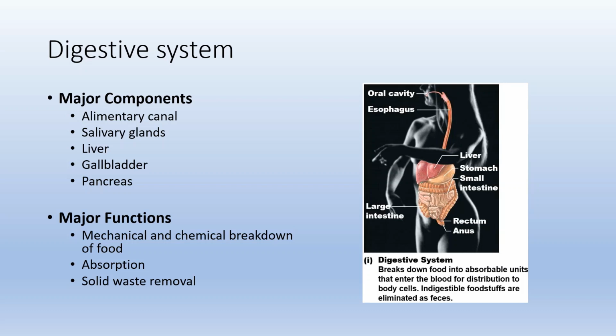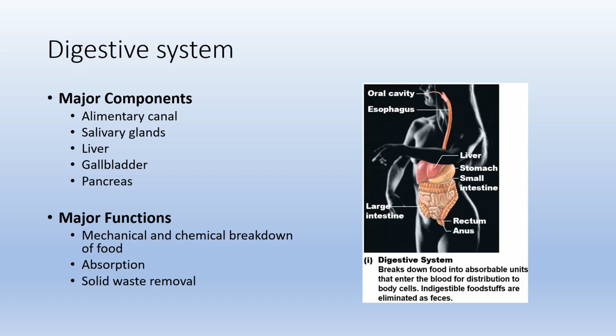The digestive system is made up of the alimentary canal, salivary glands, the liver, the gallbladder, and the pancreas. The alimentary canal is one long continuous tube from beginning to end. It includes structures such as the oral cavity or the mouth, the stomach, as well as the intestines. The other four components are considered accessory organs.